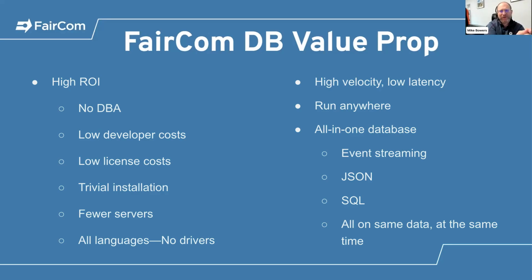So no DBA, high performance, low developer cost. Now, writing code in C is expensive. So FairCom DB recently released, a couple years ago, our JSON DB API, and we have JSON APIs to do event streaming and messaging, and in fact, we have JSON APIs for managing the entire database. I'm going to demo all that today.